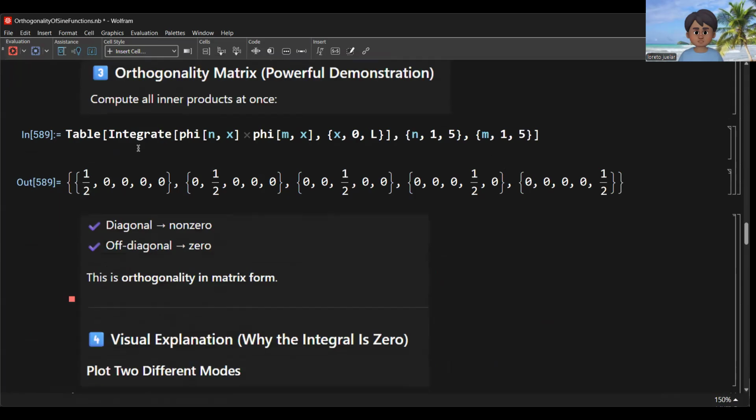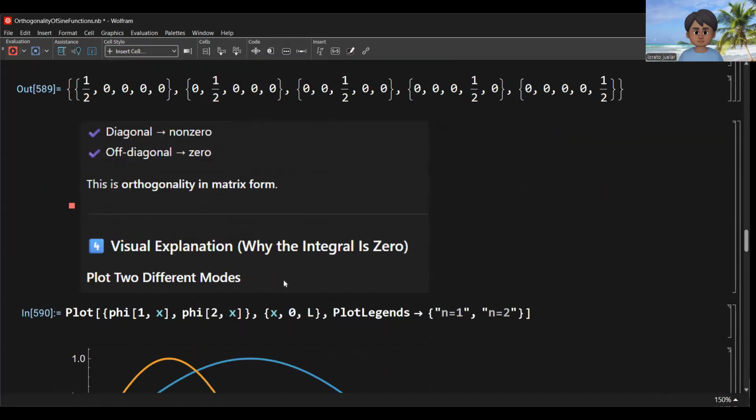For example, we have the table of the integrals of the orthogonality. We have the diagonal here. On the diagonal of the matrix, n is equal to m. The off-diagonal is equal to 0. So this is orthogonality in matrix form.